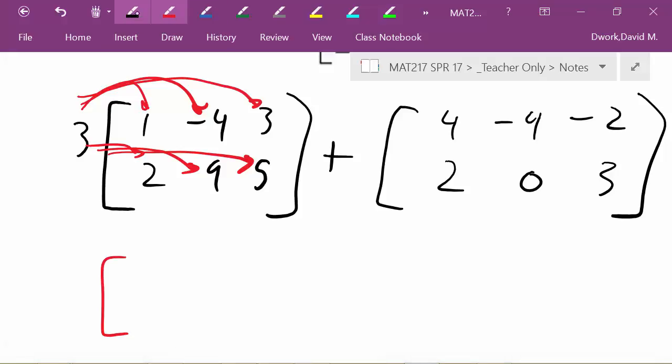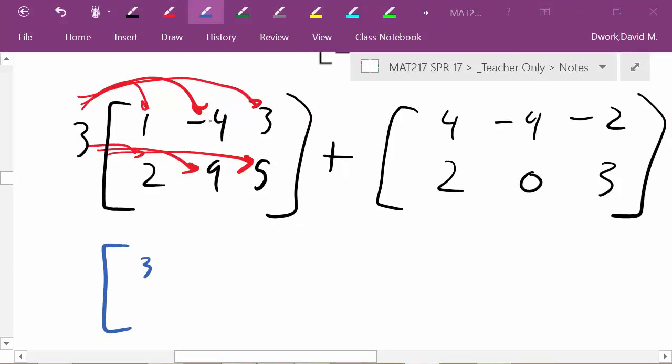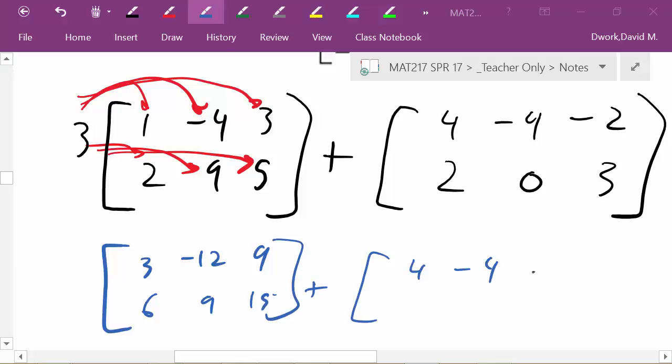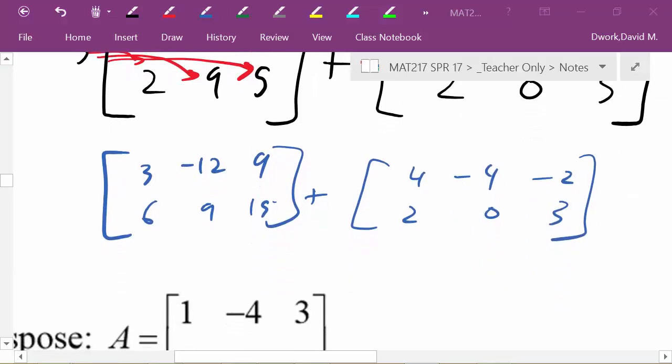So therefore, instead of having 1, I have 1 times 3. Instead of negative 4, I have 3 times negative 4, and so on and so forth. Yep, that's right, 6, 9, 15. There we go. So now that I've done my multiplication, just like any other algebra problem, we move on to adding and subtracting.